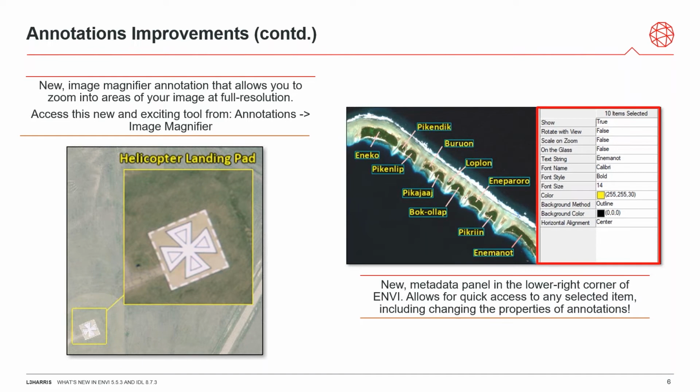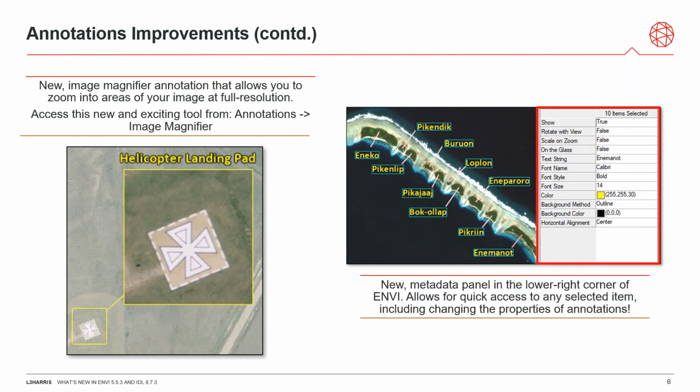In the lower right view of ENVI, we've actually updated the space underneath the toolbox to have a persistent metadata panel. What this means is any item that you have selected in ENVI's display will have properties, metadata, and other information about that feature shown. So in this case, if you have an annotation selected, it'll give you access to all of the properties.